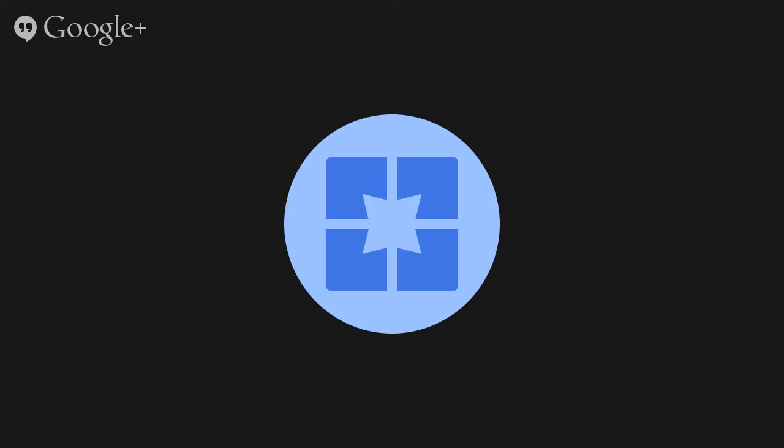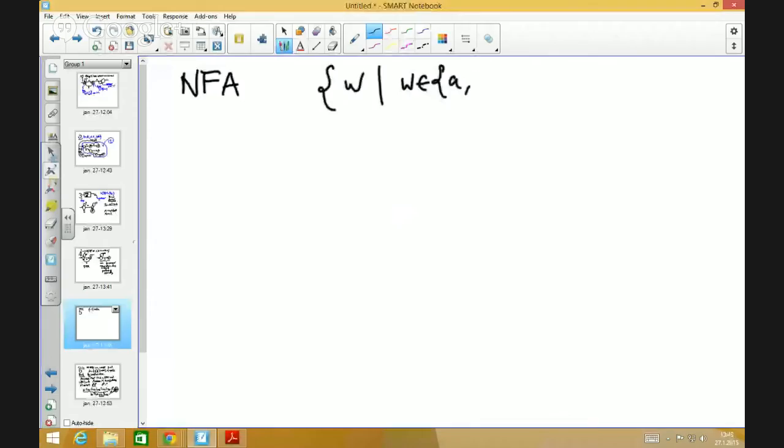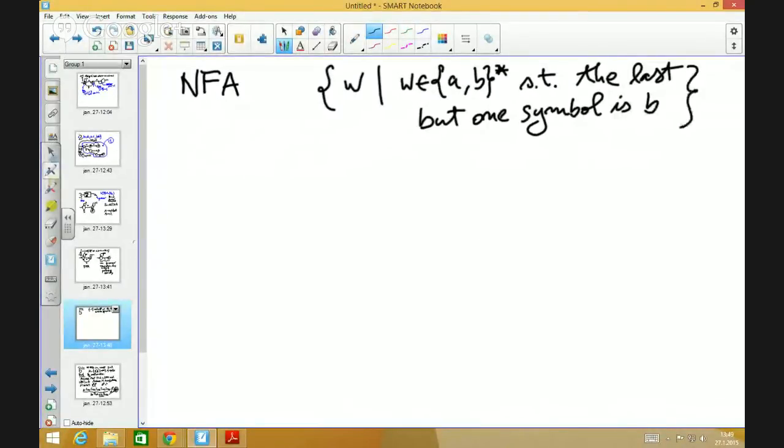Of A, the last but one symbol is B. Okay, so these are all the strings of the form some string, B, and then some symbol. So if you read the string from the right, the second symbol that you read is a B. Yes?